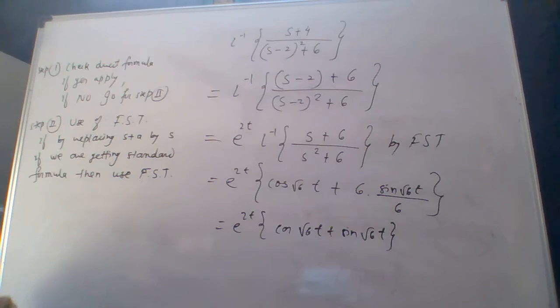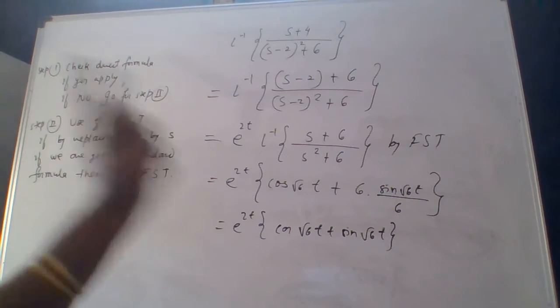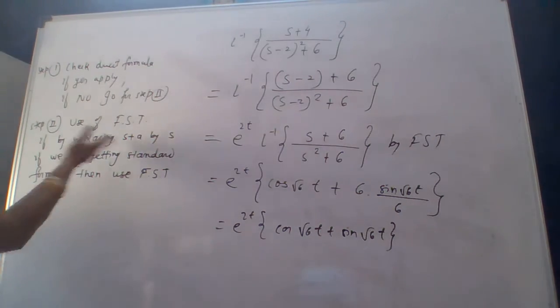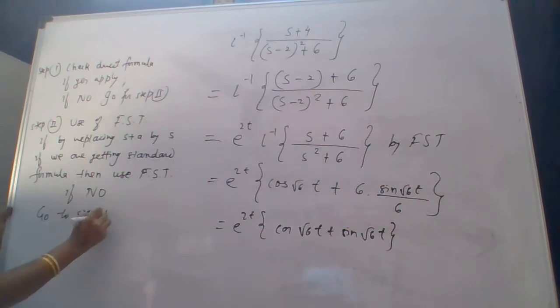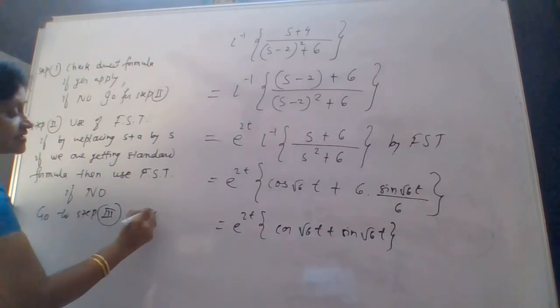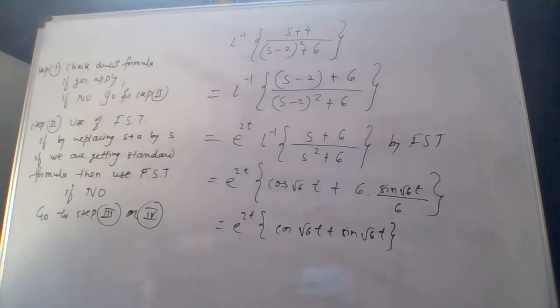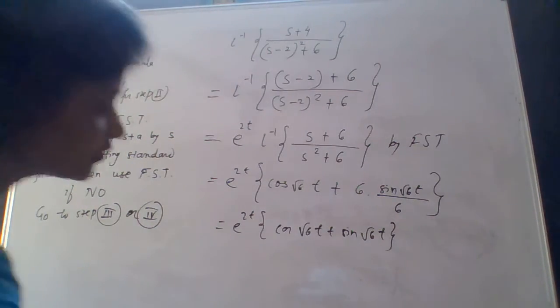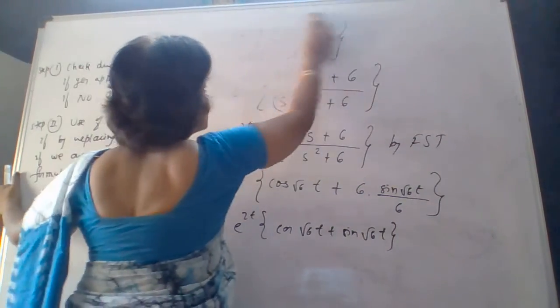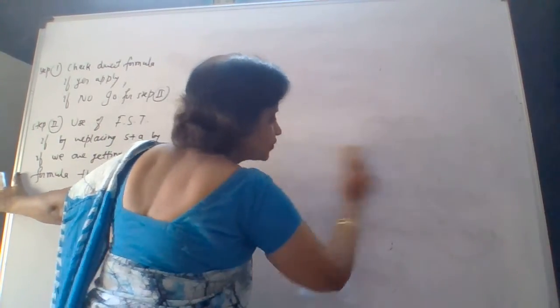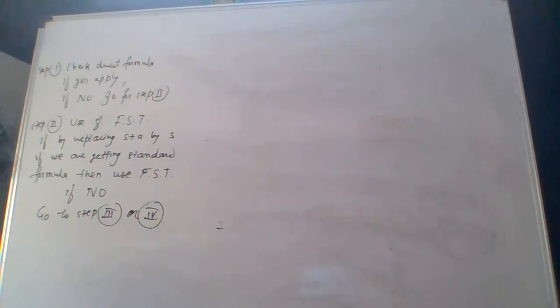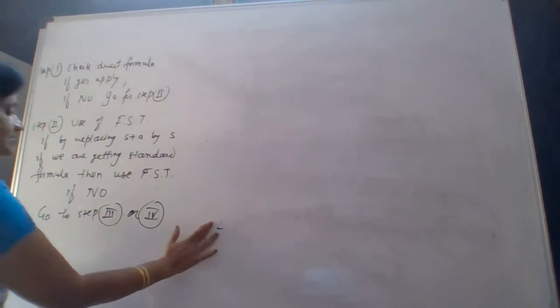Replace s plus a by s. First of all, can you replace? And not just can you replace, after replacing, can you get a standard formula? If yes, use first shift rule. If no, here I will have to go to step 3 or 4. Now I said 3 or 4 means it depends on the problem. Sometimes you need to go for step 3 and sometimes you need to go for step 4. I'll just write here my step 3 is use of partial fraction and step 4 is completing the square.